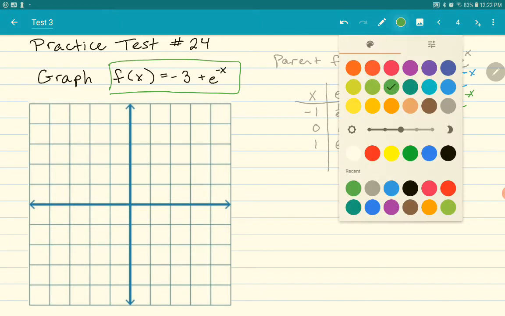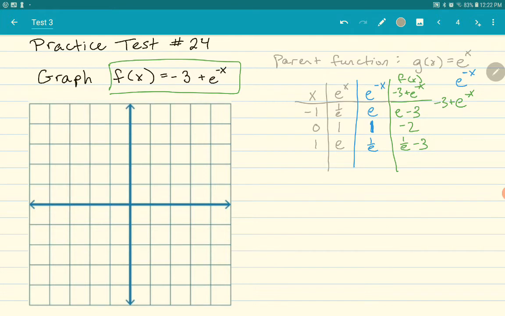So I'm going to start with my parent function. I want to graph the parent function because I want to see that transformation. I'm going to graph it in gray so it's kind of in the background. It's just a guide. It's not the actual graph. So my parent function has a point at -1, 1 over e. 1 over e is approximately a little more than 1/3. So at x equal -1, 1 over e is right there.